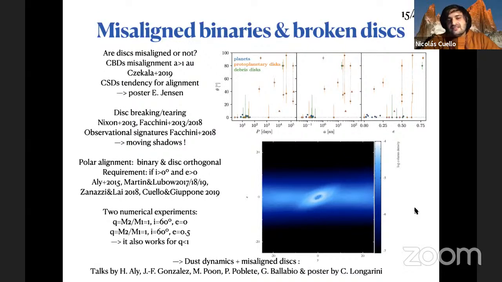And if you're interested in dust dynamics and also in misaligned disks, there are a lot of talks in this conference by Ali, Gonzalez, Poon, Poblete, Balabio, and there is also a poster by Cristiano Longarini.